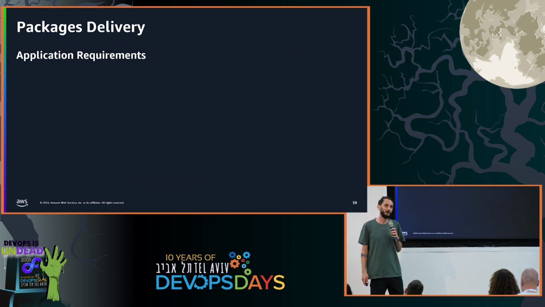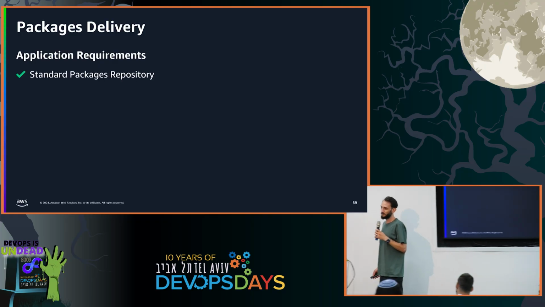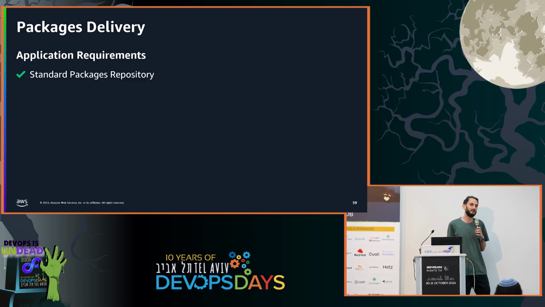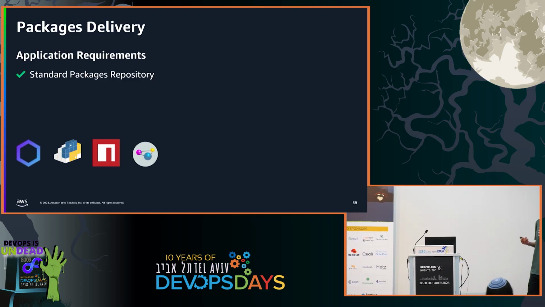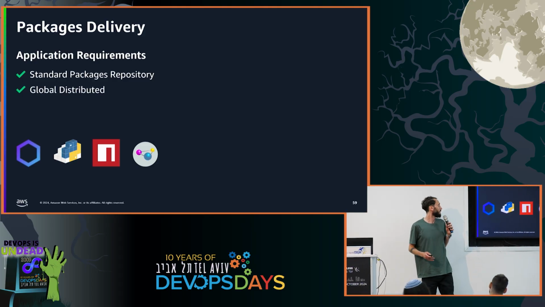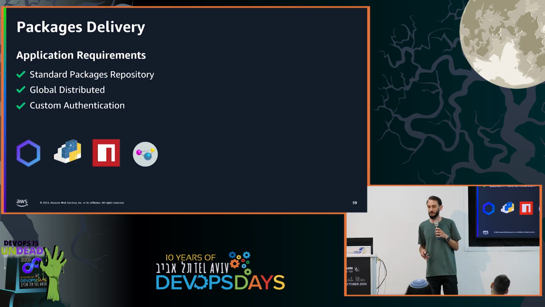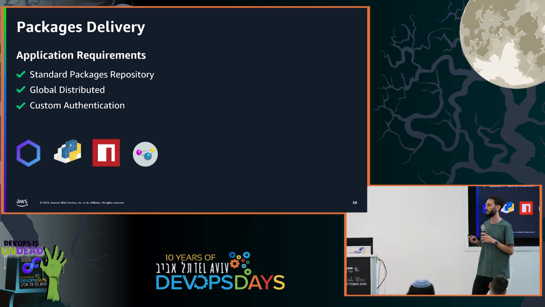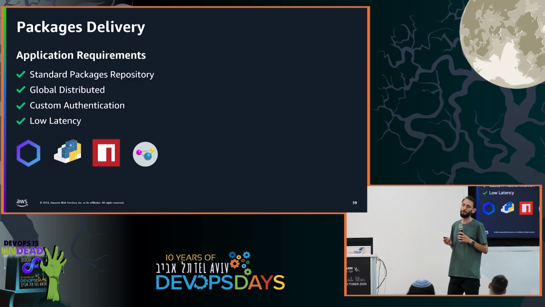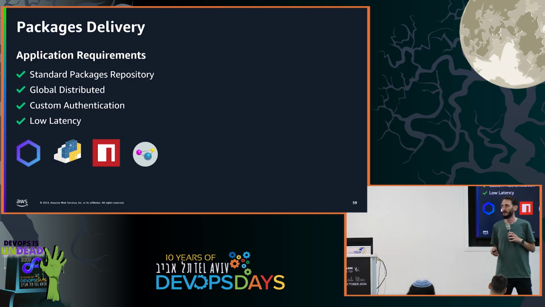So for the package repository part, we had a few requirements. The first one was it should support a standard package repository, something like Maven, NPM, or PIP. It should support the standard protocols of the repository. Second, it should be globally distributed, because AppsFlyer already has customers around the globe. Third, it should support custom authentication, because again, AppsFlyer already has existing customers that have an existing authentication method. And last, we aim to have low latency, because all of us want to have a great user experience.